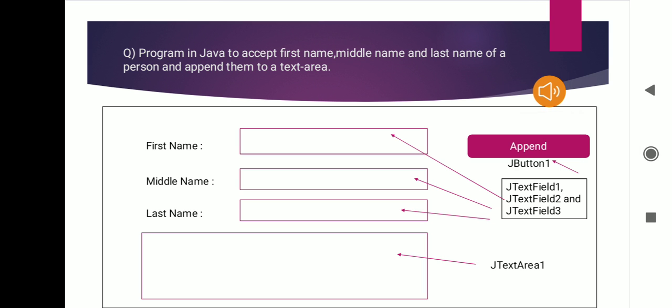Good morning, students. Today I am going to show you a Java program which will take the first name, middle name and last name of a person as inputs in text fields and then append the full name into a text area. So firstly, create a project in Java and design the interface as shown in this slide.